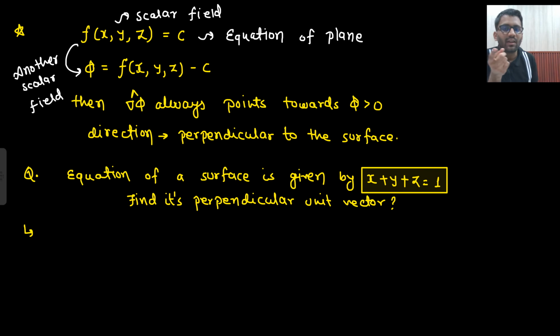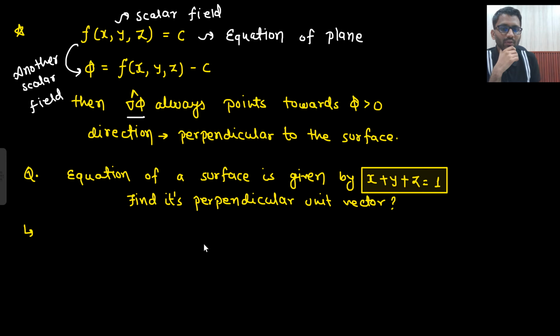If I am given an equation of surface, that is x plus y plus z equals 1, and I need to find the perpendicular, again I said divergence here, gradient. Okay, it would be gradient. I am again and again using the word divergence, but please understand I am explaining gradient here, not divergence. So forget about divergence, only gradient you need to understand. If the equation of plane is given, how can I calculate the perpendicular unit vector?